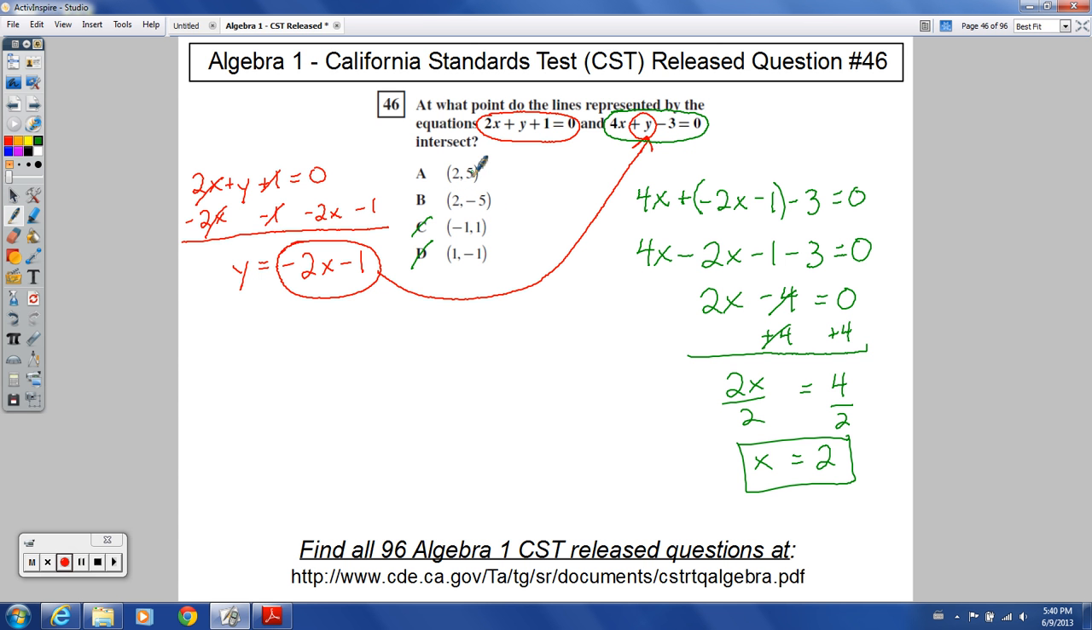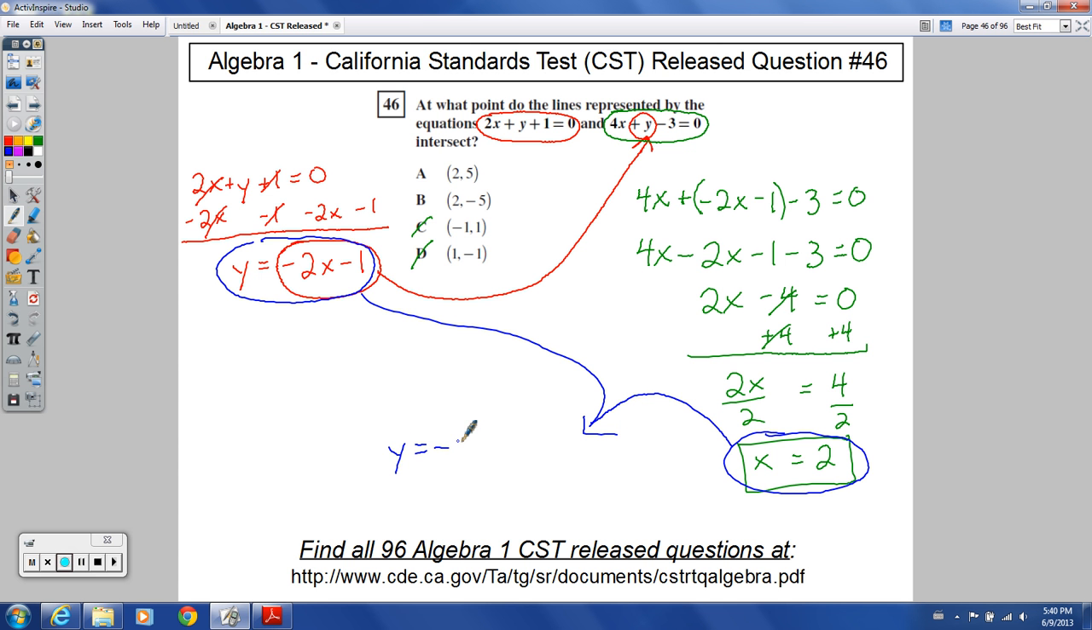So what's my y value? Is it 5 or negative 5? Well, all I need to do is take these two equations together and solve for y. So I've got y equals negative 2 times x. X we know is 2. We just solved for that. Minus 1. That should be y equals negative 4 minus 1. Minus 1, not equals 1. There we go. Which means that y equals negative 5.